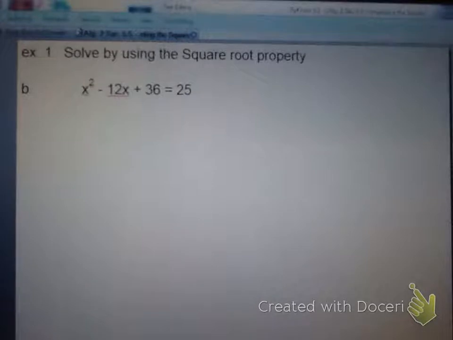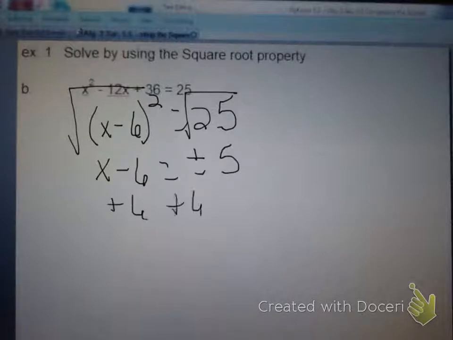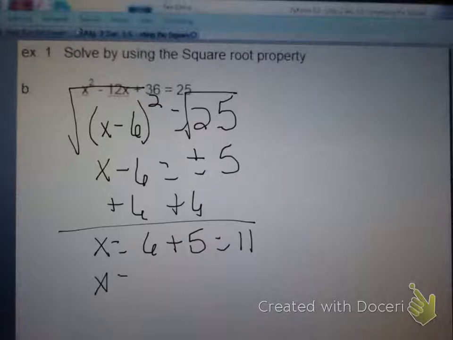Example B, solve using the square root property. I can see on the left side that is a perfect square trinomial, and it factors to x minus 6 quantity squared. Take the square root, what's inside just falls out, and you get plus or minus 5. Add 6 to both sides, so that x is equal to 6 plus 5, which is 11, and x is equal to 6 minus 5, which is 1.